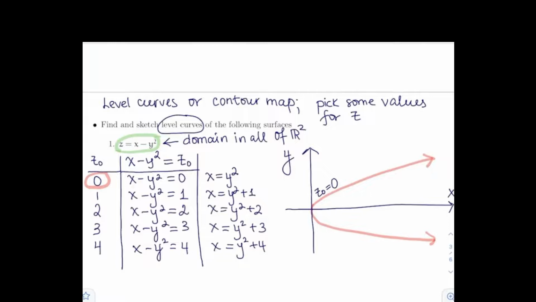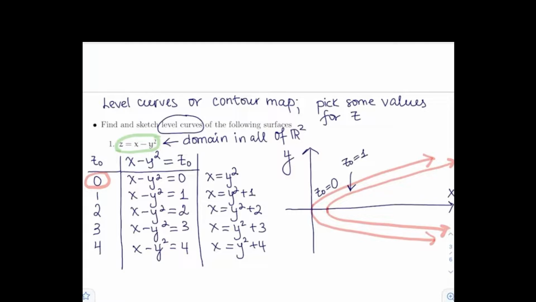Now let's see, what about the next one? This next curve is x equals y squared plus 1. Well, I know what that is. This is still that same parabola, except now it's shifted 1 unit to the right. So now this curve, I'm going to mark it with z null is equal to 1. So what I should now visualize is that this curve is really sitting 1 unit above the xy plane. It's really elevated. And then we can do the rest of them.